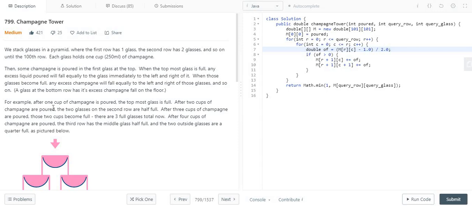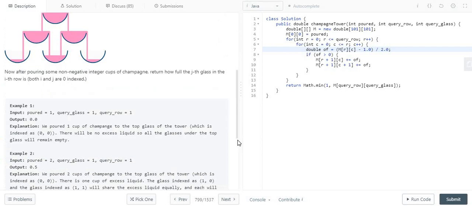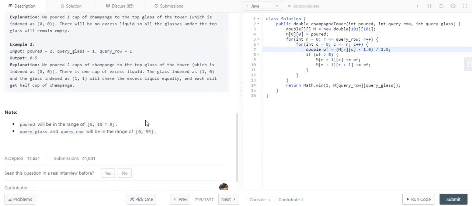Here we have to form a tower in such a way that the topmost row will have a single glass. In the next row we can have two glasses. In the third row we can have three glasses, and it will keep on growing as we move in the downwards direction. So basically, up to how long we have to traverse, we are given two constraints.